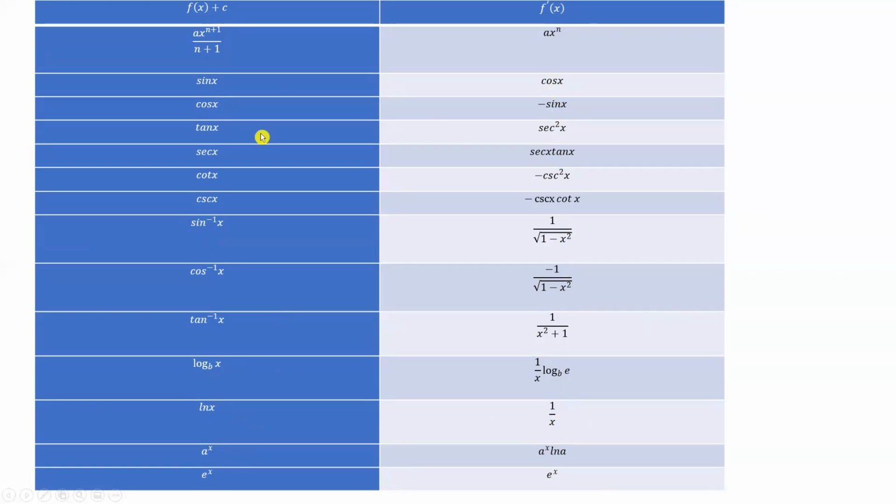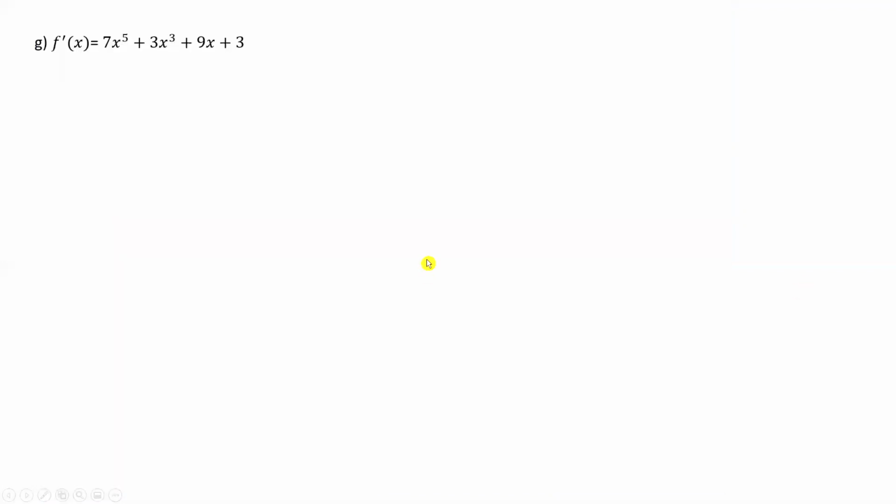So I've written down all your rules as if we were going forwards, and you can use them going backwards. Just make sure you put absolute value bars around. So if you see the antiderivative e to the x, you'll know the answer is e to the x plus c. Let's see if that helps.